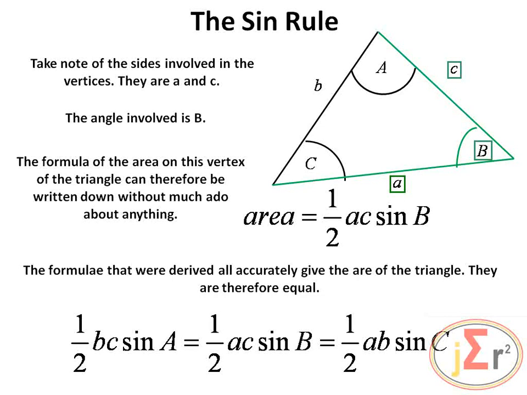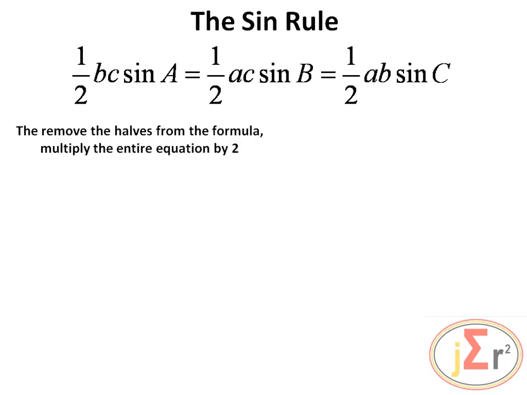The formulae that were derived all accurately give the area of the triangle. Therefore, they are equal. Remember the three formulae that we use: half BC sine A, half AC sine B, half AB sine C. Because they all accurately give the area of the triangle, they are all equal. So this is the basis of our sine rule. Now we are going to derive this sine rule.